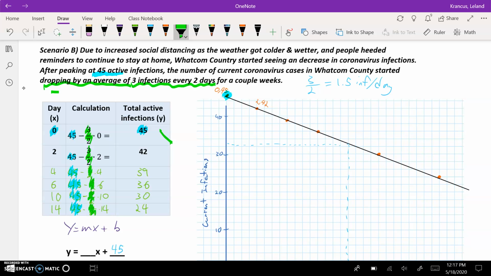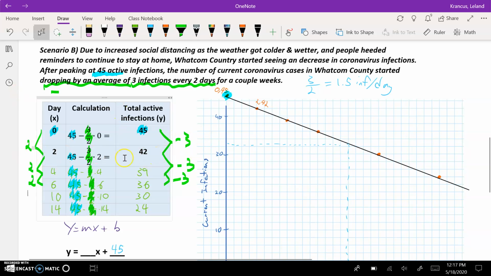So that 3 over 2 also shows up here where it goes down by 3 every time the days go up by 2. It happens again here and here. And so notice there's my rise over run, minus 3 over 2 or negative 3 over 2. That's where that slope is coming from.